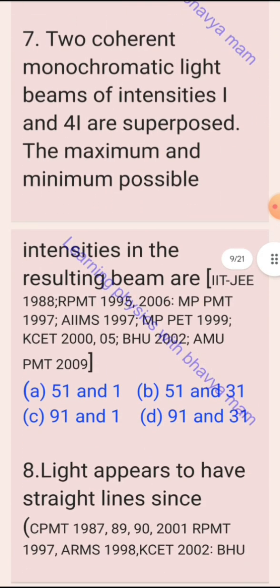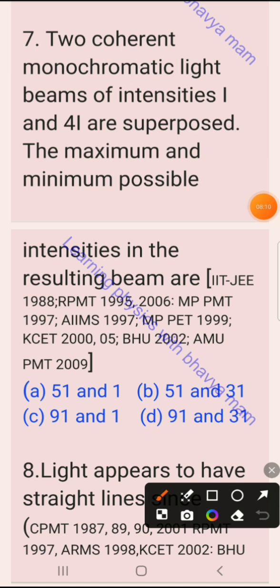The seventh question is, two coherent monochromatic light beams of intensity I and 4I are superposed. The maxima and minimum possible intensities in the resulting beam are. So here also you can say this is one of the IIT JEE level questions, and this is also asked in AIIMS medical entrance exam, KCET 2000. All medical level exams or KCET exams, this question has been asked, or this is also expected in MCQs in board paper.